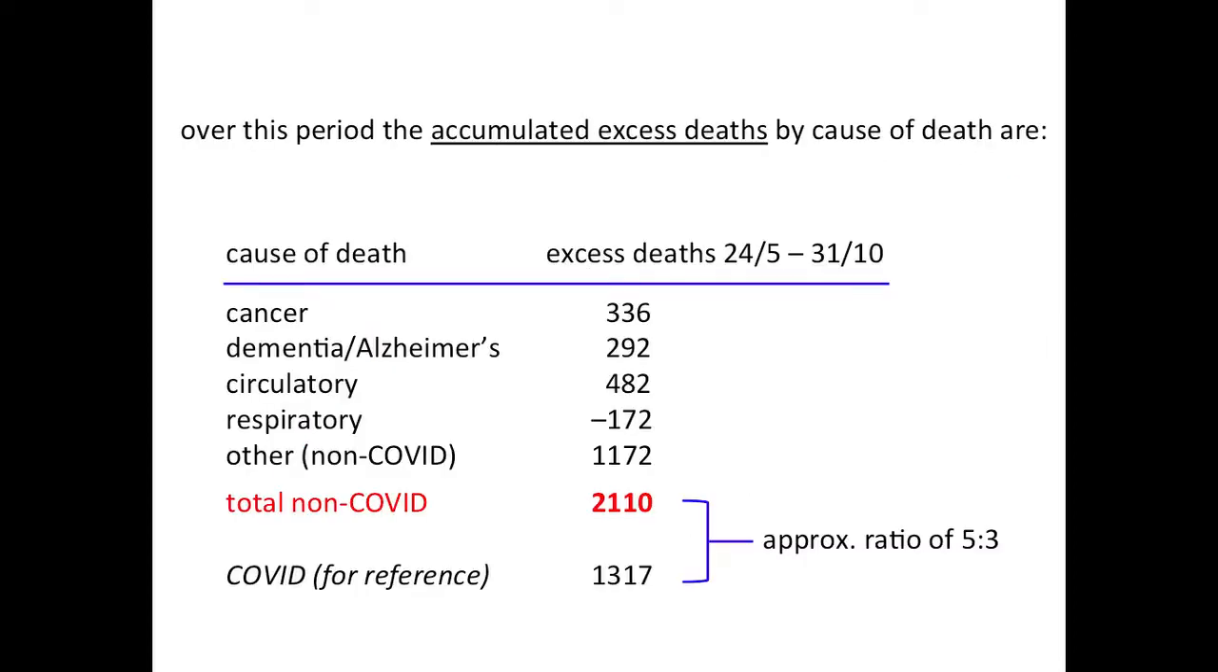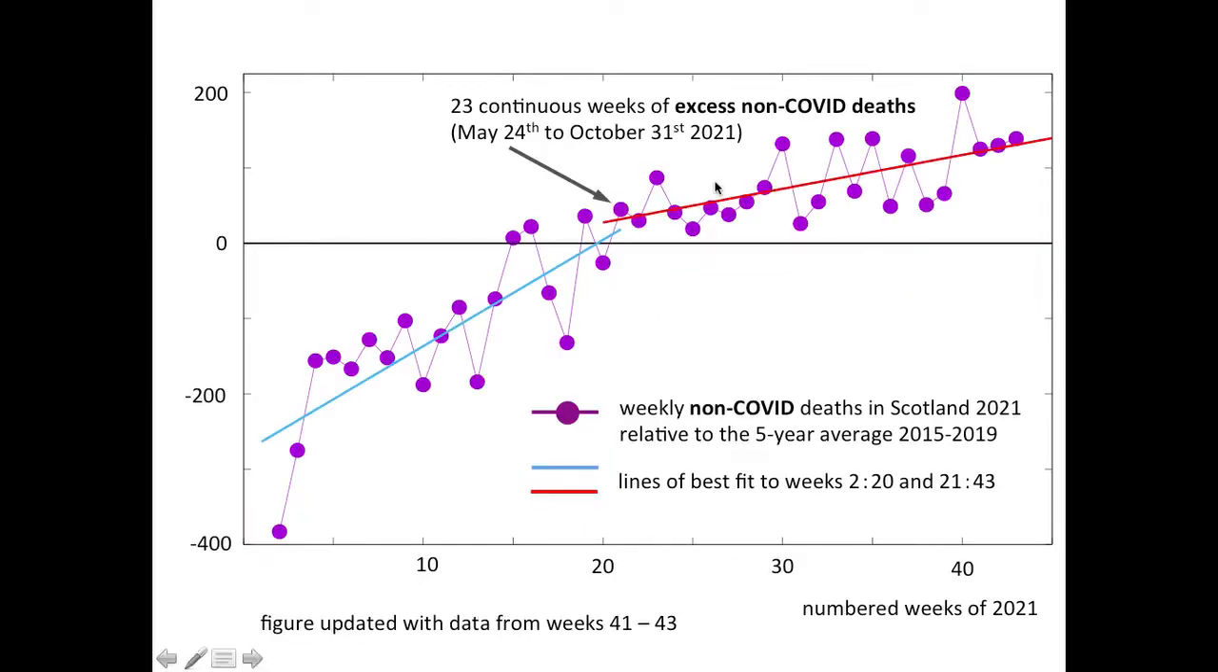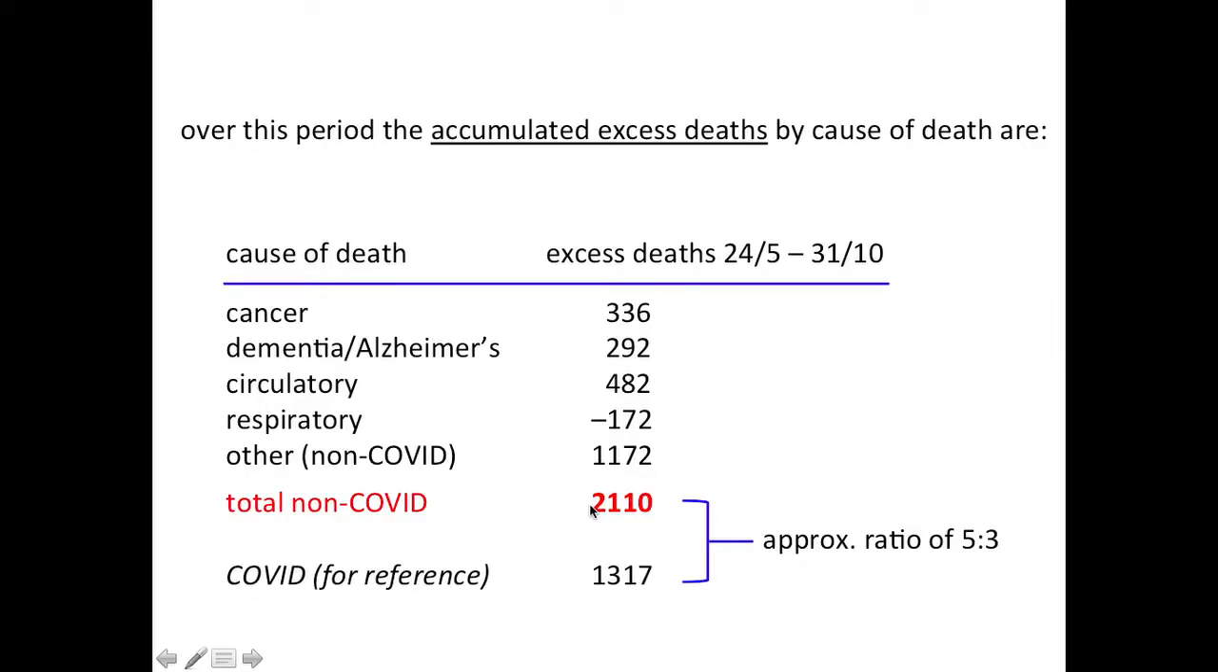And just a very quick summary: over that period, late May to the end of October, if I just go back, if we add up all of these excess deaths above zero, we get to a figure of 2,110 excess deaths which are non-COVID.